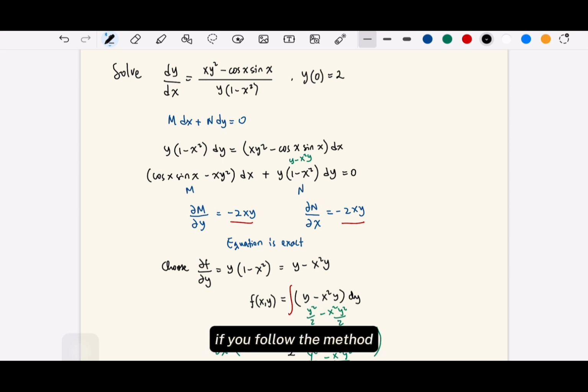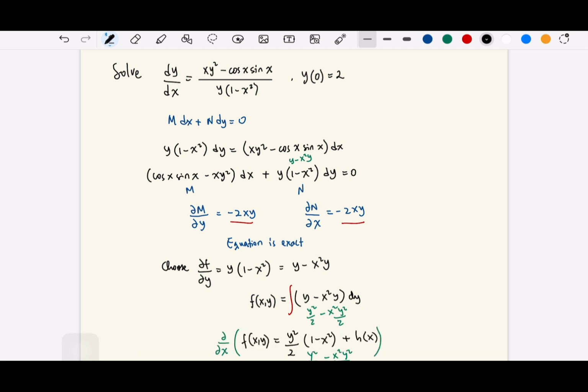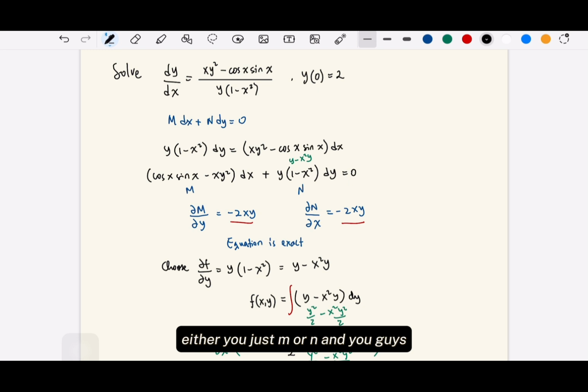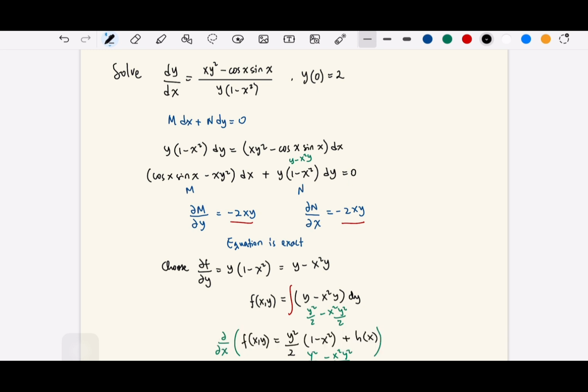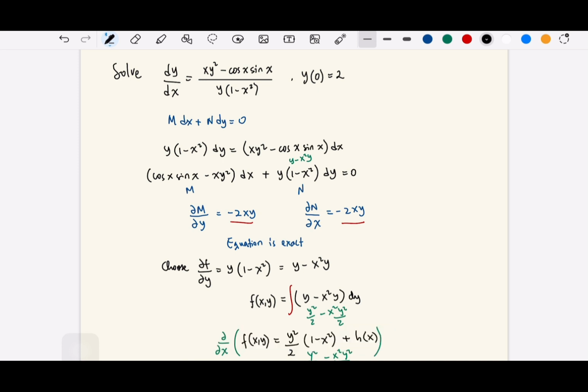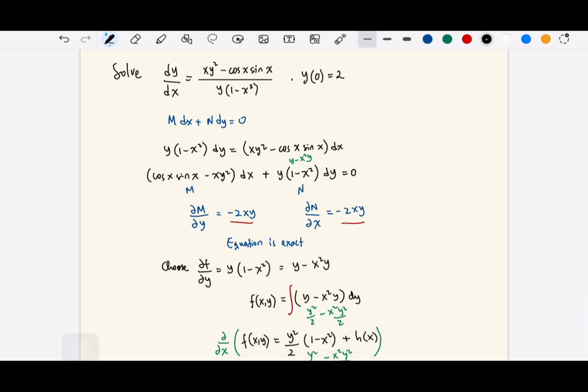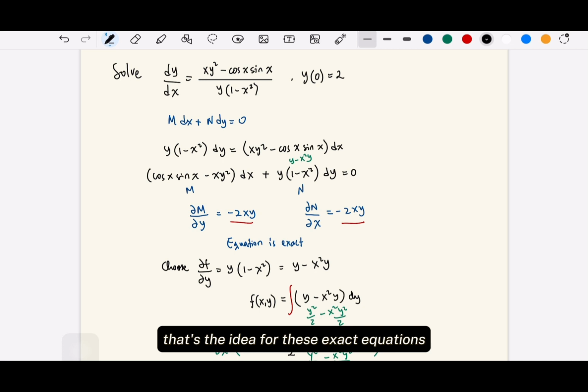Okay, if you follow the method, it seems long, but it has a pattern. As long as you keep to the pattern, it should be okay. Either you choose m or n, and then you get the f. You have a function that you need to define, and then you derive one more, and it seems like we're going forward and backward, but the idea is we need to take the second partial derivative, and they are both equal. So fxy equals fyx. Right? That's the idea for this exact equation.